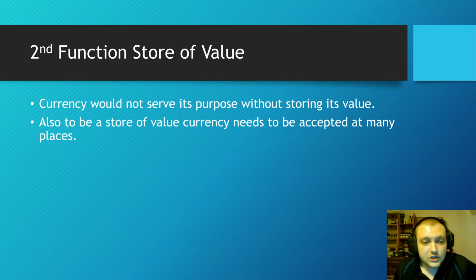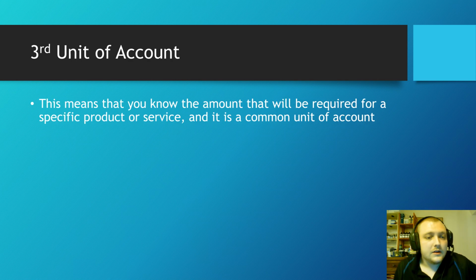The second function is a store of value. Currencies would not serve their purpose without storing value. Also, to be a store of value, a currency needs to be accepted at many places. Third is the unit of account. This means that you know the amount that will be required for a specific product or service, and it is a common unit of account.